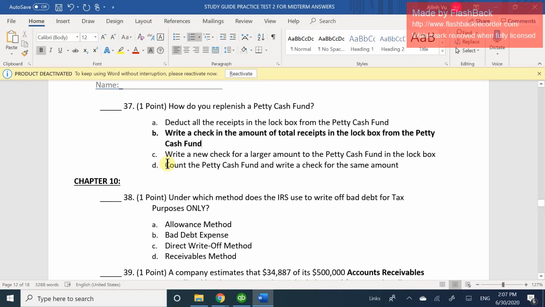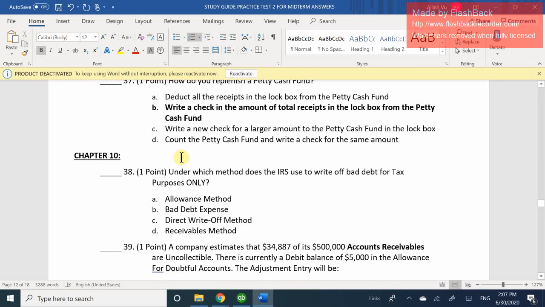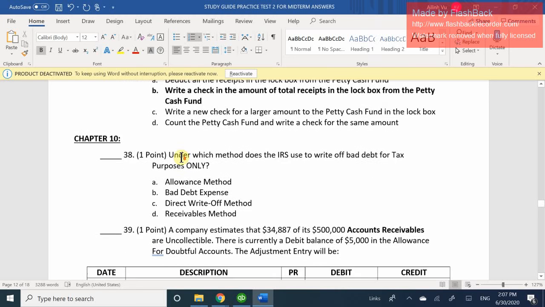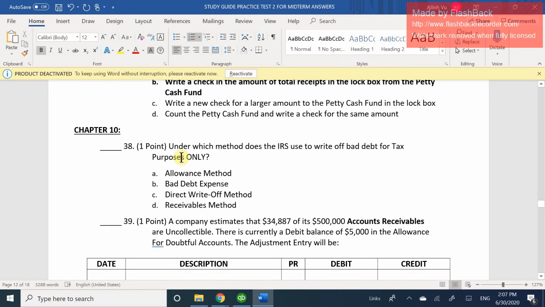All right, let's go ahead and dive right into number 38. Under which method does the IRS use to write off bad debt? For tax purposes only. C is correct. The direct write-off method is correct.